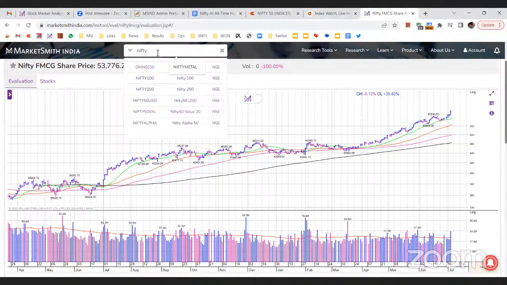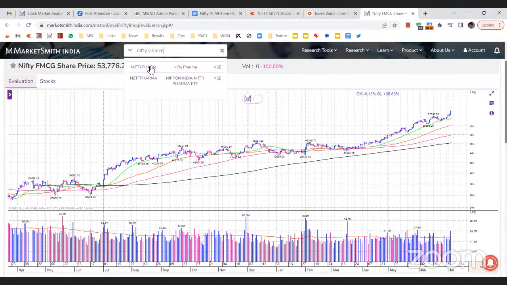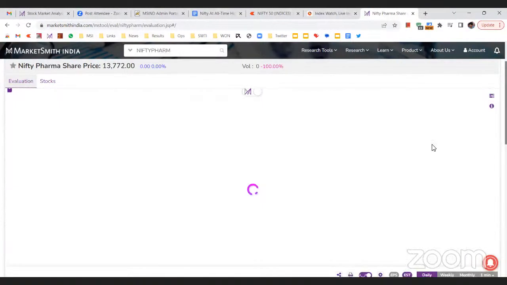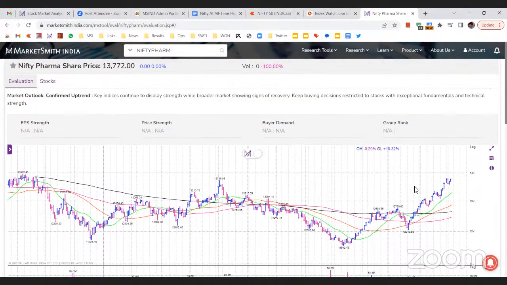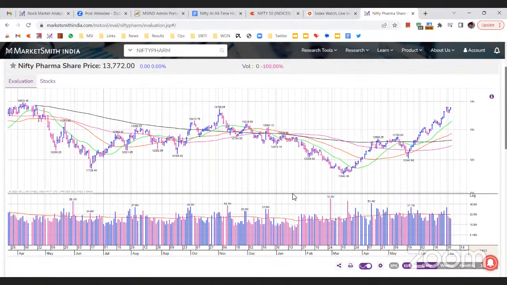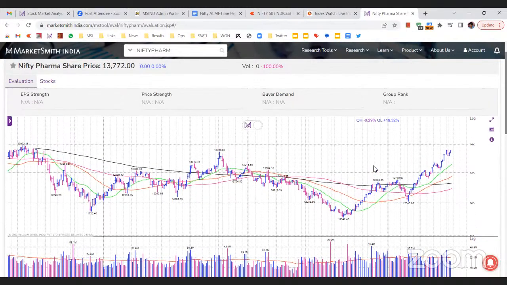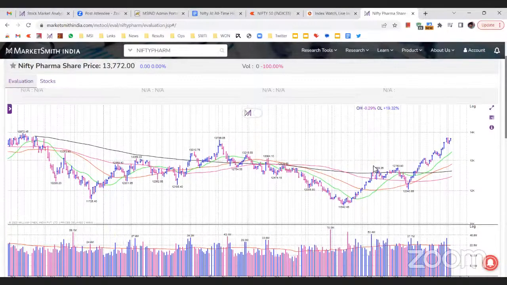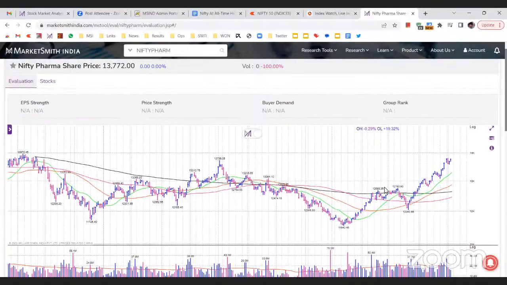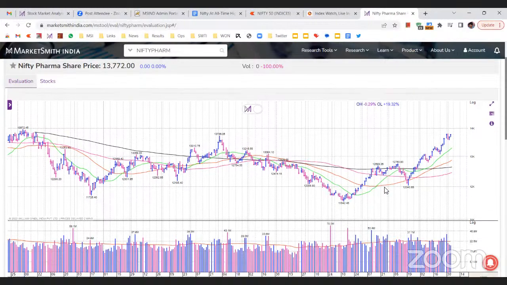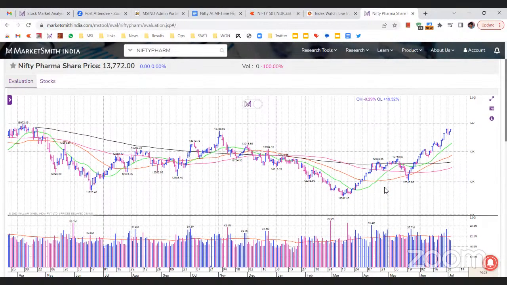Next, I have covered banks and then IT, FMCG, then I'll move on to pharma. Nifty Pharma also had underperformance during February and March, but in the last two months, May and June, there was good buying in this index. Overall, it is still below its all-time high. It didn't make a new all-time high. It is also one of the laggards in the overall market. But if you look at the short-term momentum, this index has definitely done very well in the last 2 to 3 months.